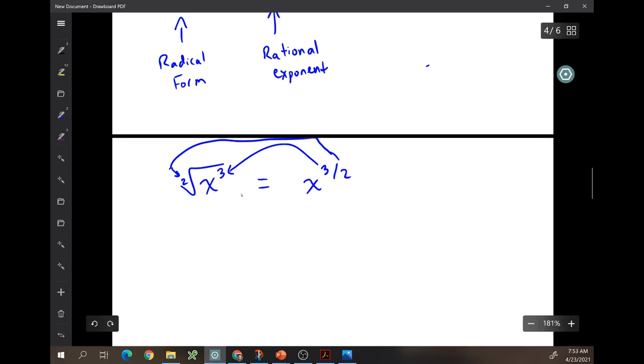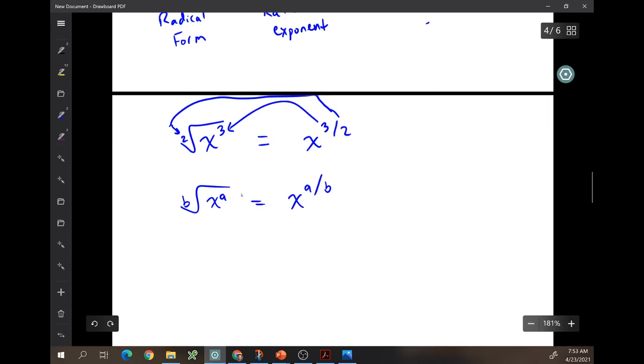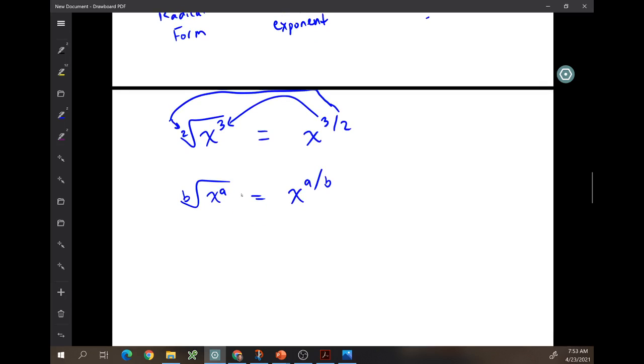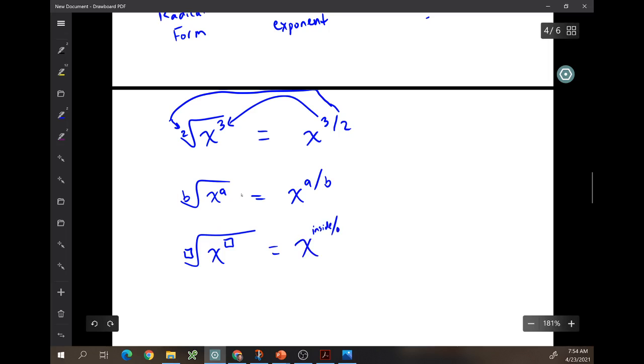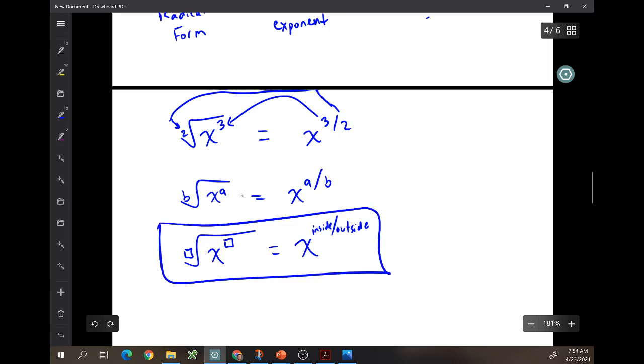So the rule that you could think of is that if I have the b-th root of x to the a power, then this is x to the a over b. And so I always think, b's first, a's second. That doesn't really make sense. So I kind of just think that my answer is going to be like, if I have a box, square root of x to another box, right? How do I know which number goes on top? It's x to the inside over outside. So just remember that: the inside over the outside. Okay. So that's the general rule for converting them.